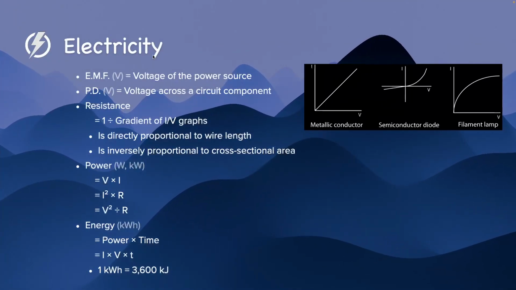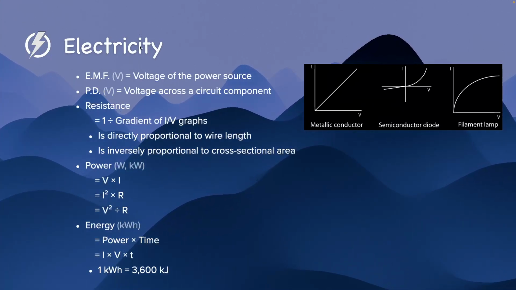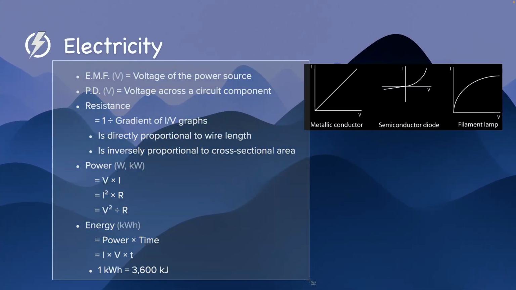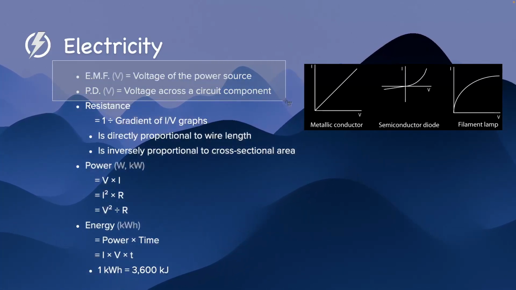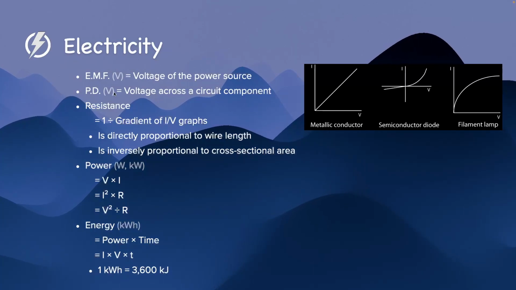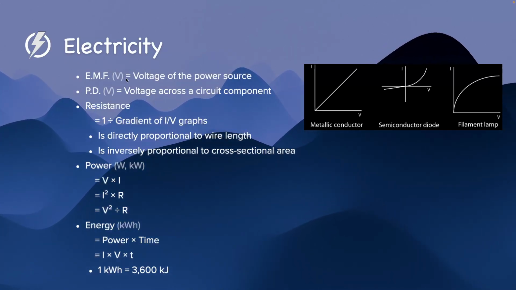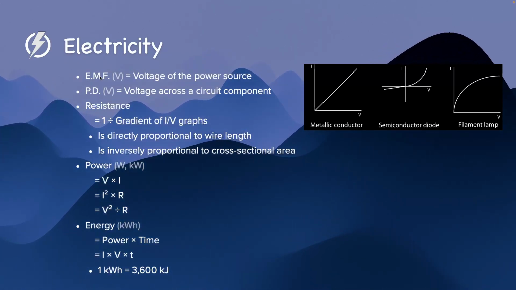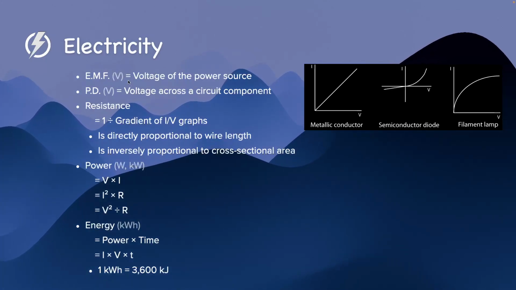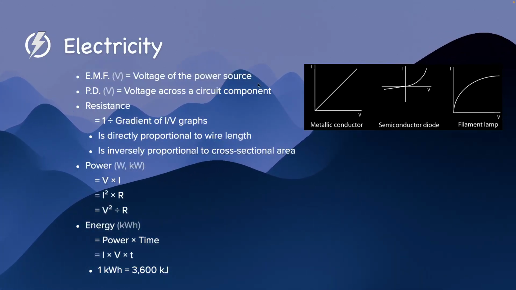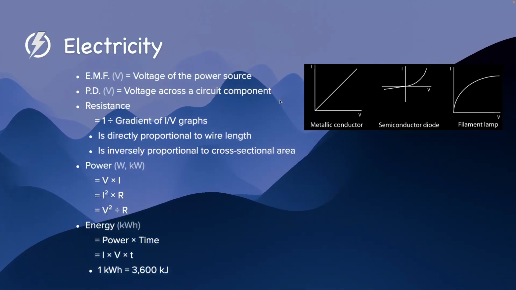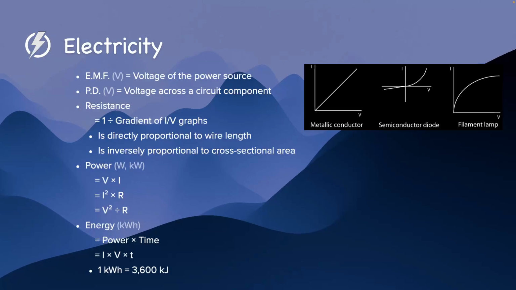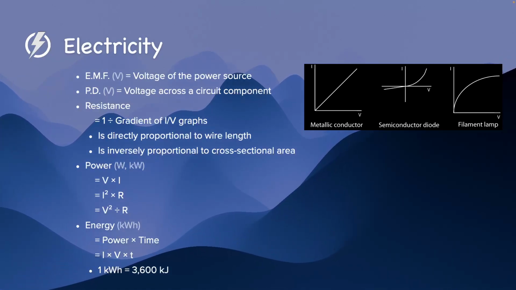Moving on, we have electricity. These are the units of electricity that you have to know about. EMF and potential difference. EMF, by the way, stands for electromotive force. These are variants of voltage which pass through either the power source or through a circuit component. So you could measure, for example, the PD across a light bulb using a voltmeter.